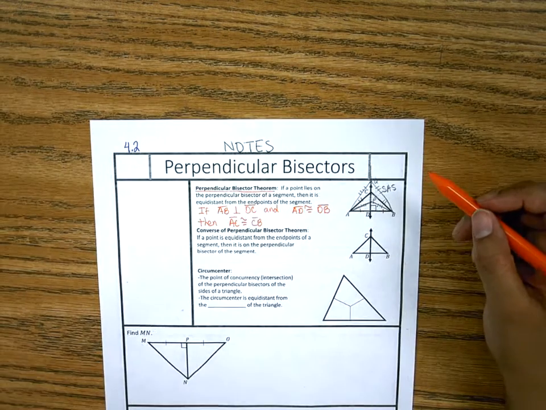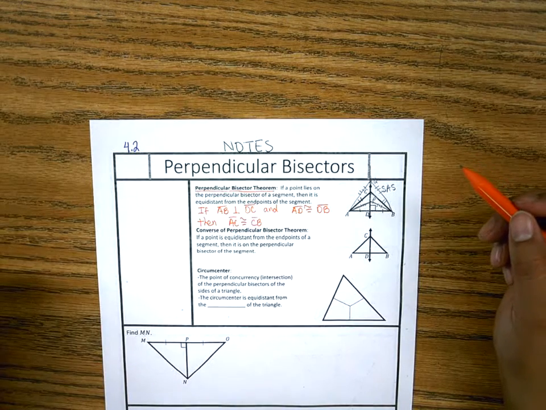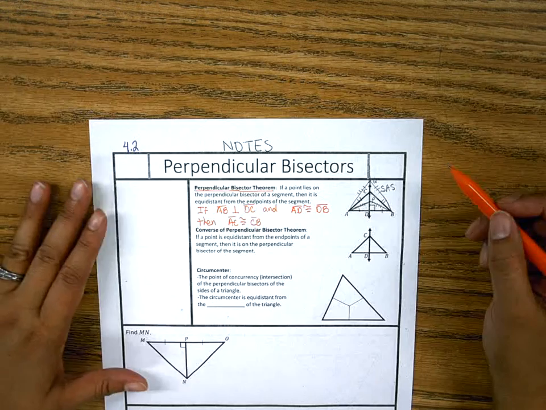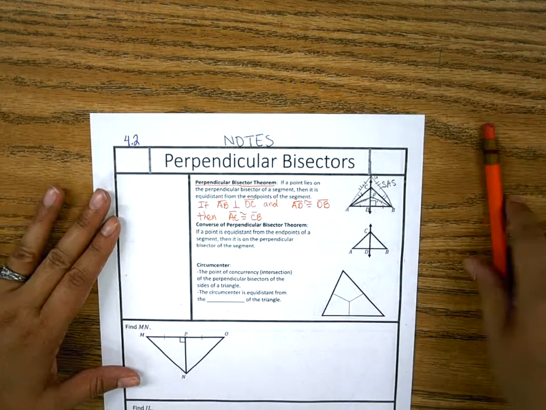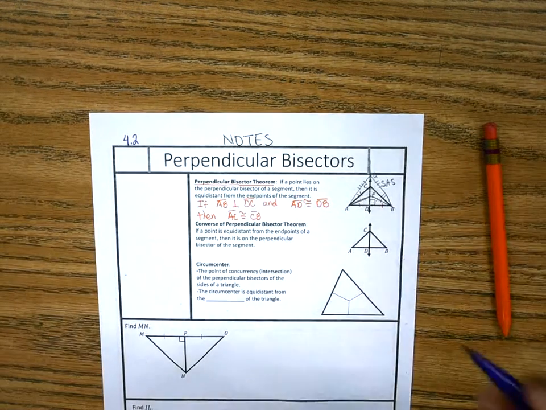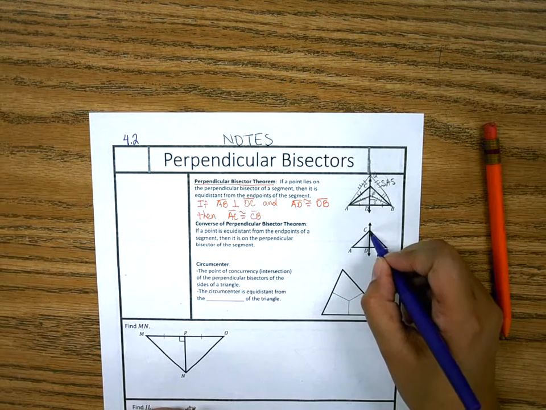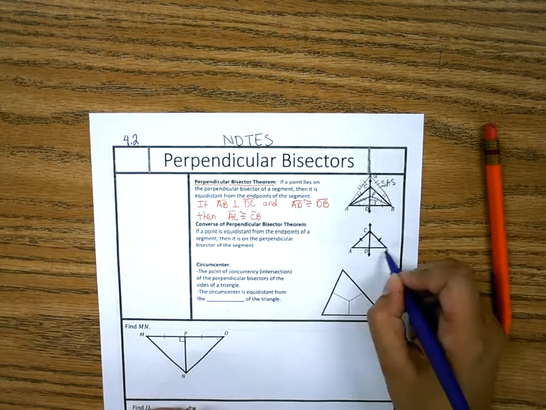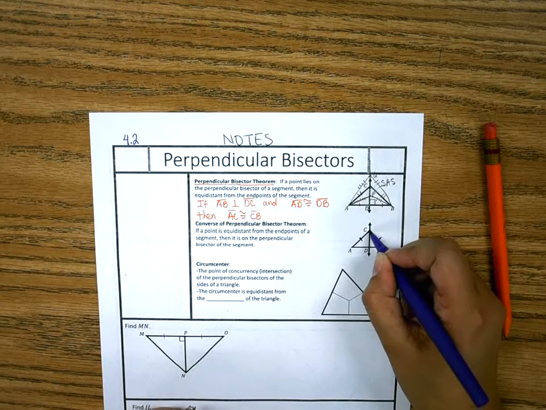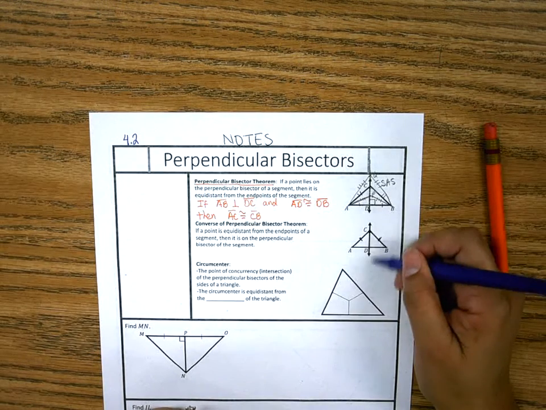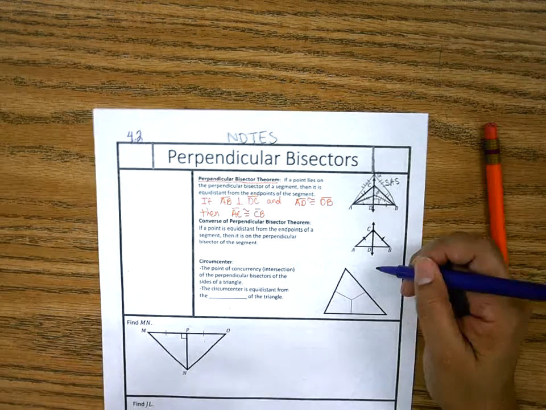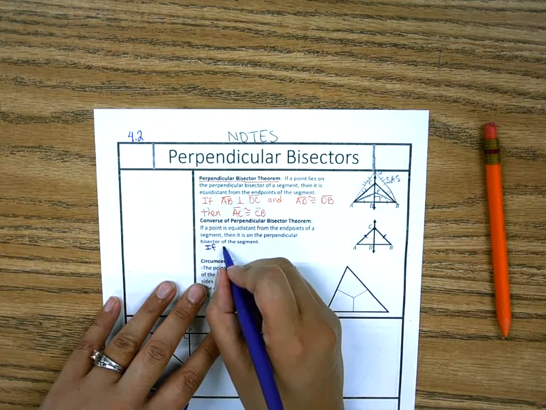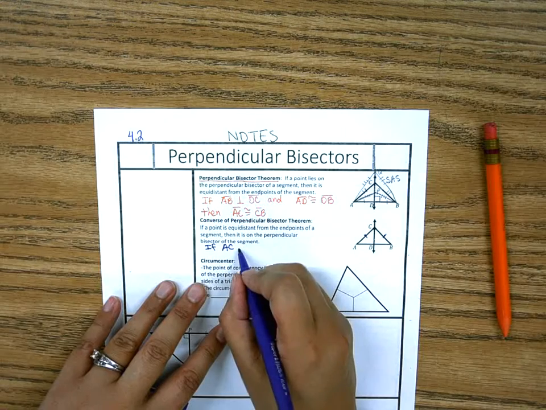All right, converse of the perpendicular bisector theorem. If a point is equidistant from the endpoints of a segment, then it is on the perpendicular bisector of the segment. So if a point is equidistant from the endpoints of this segment, that means this point C lies on the perpendicular bisector.